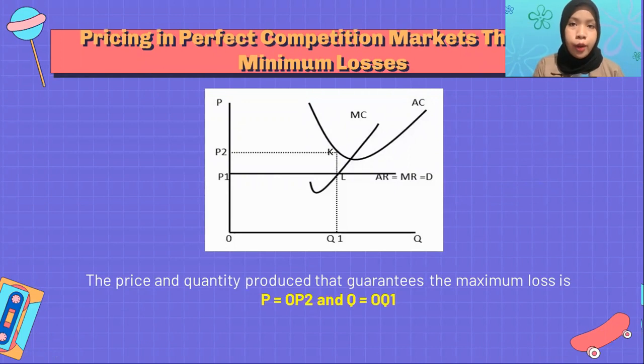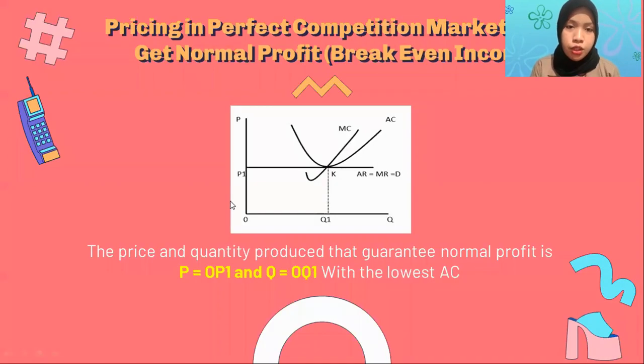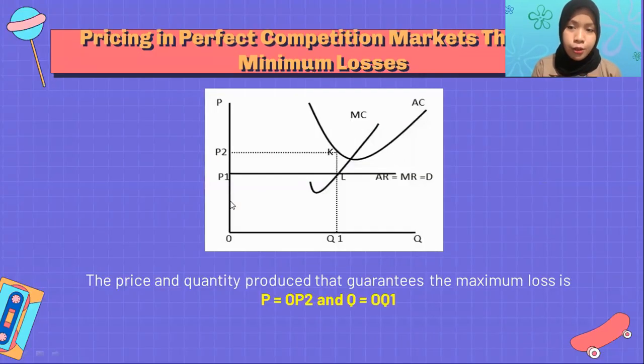Pricing in perfect competition markets that get minimum losses. The price and quantity produced that guarantee minimum loss: P equals 0, P2, this line, and Q equals Q1.